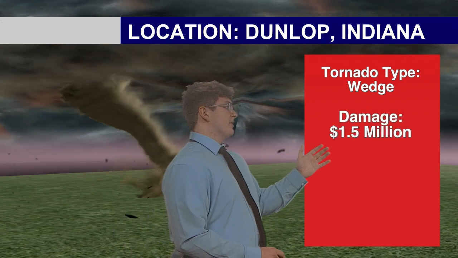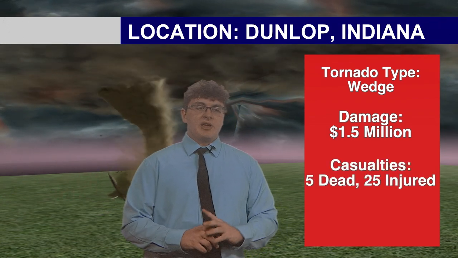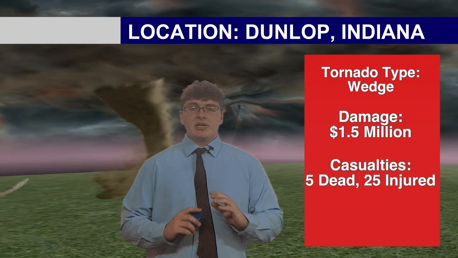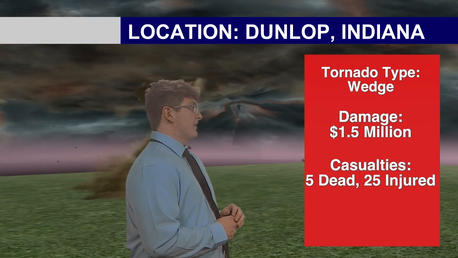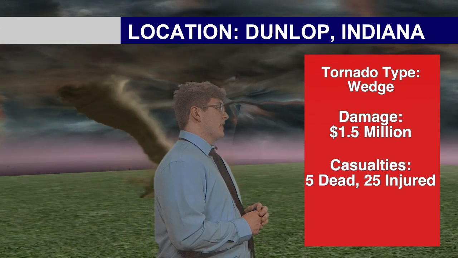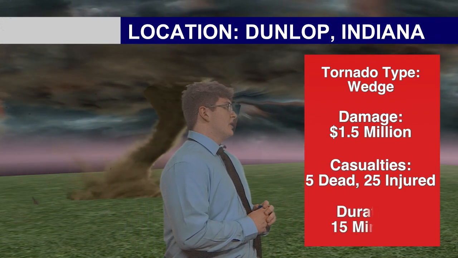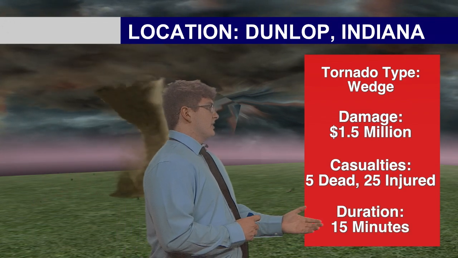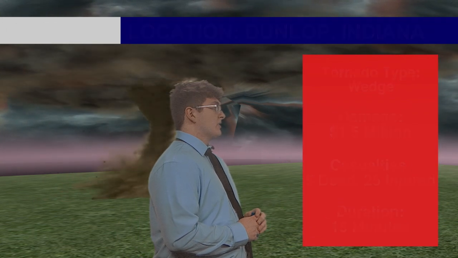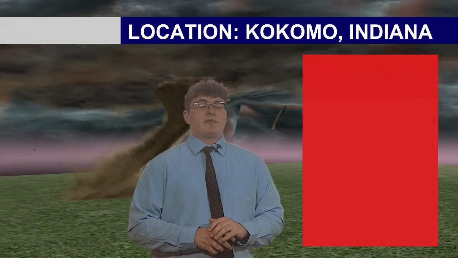We can also see the damage here was $1.5 million, and all of our prices here today are going to be pre-inflation, so today they're worth even more money. We also see, unfortunately, 5 people passed away during this, and 25 people were injured during these tornadoes. And we can also see the duration here was 15 minutes long. It's not terribly long, but it's definitely a longer track than what we anticipated.